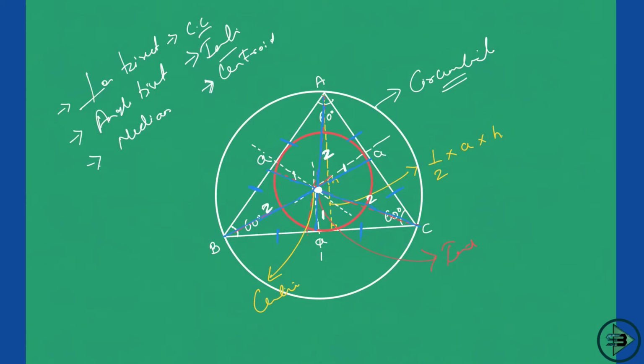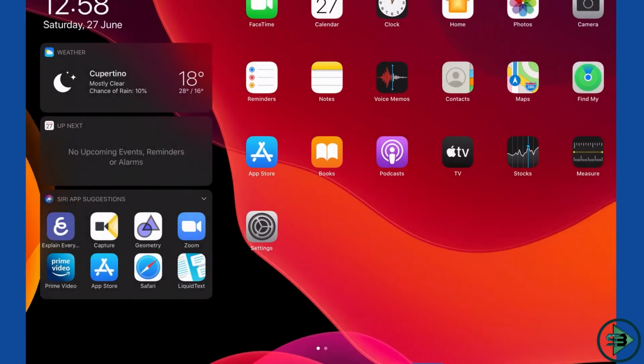Let's keep it simple. Now all the centers are different in different triangles. So in a scalene triangle, all the centers will be different. But in an equilateral triangle, what happens? All the centers become equal. So your circumcenter equals incenter equals centroid. All of them are at one and the same point, and that's why I made them overlapping. The yellow is over red and the red is over white, which means all the centers are the same in an equilateral triangle.